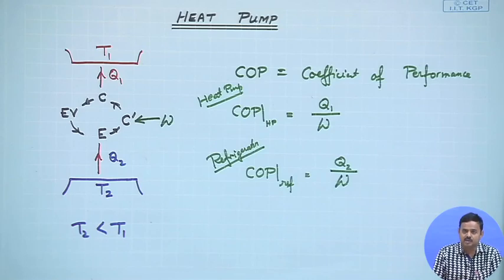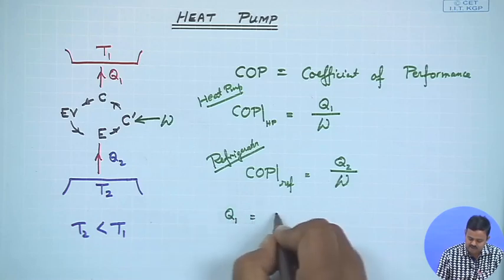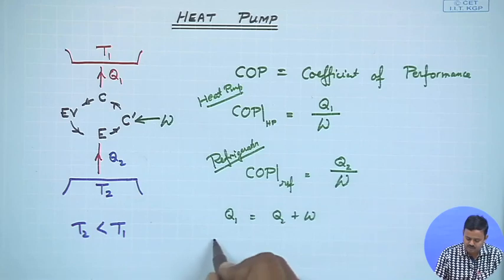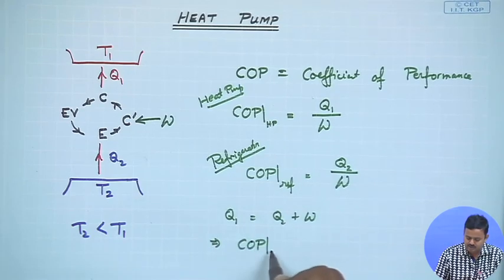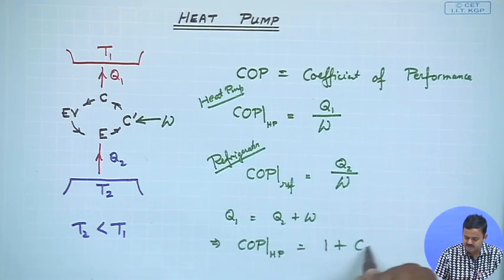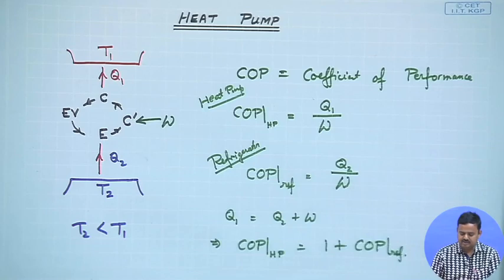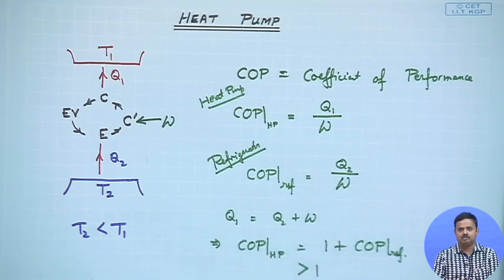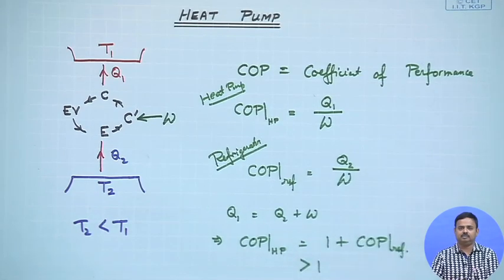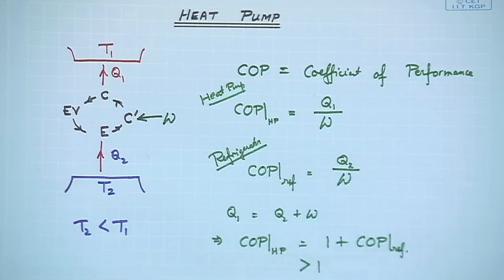Now, from the first law of thermodynamics, since Q1 is equal to Q2 plus W, I can show that the COP of a heat pump is 1 plus the COP of a refrigerator. So, the COP of a heat pump is always greater than 1. From mathematics we are saying it is always greater than 1, but it had better be very much greater than 1 if we are going to design a good heat pump. All right. So, this is the thermodynamic recap of what a heat pump is.